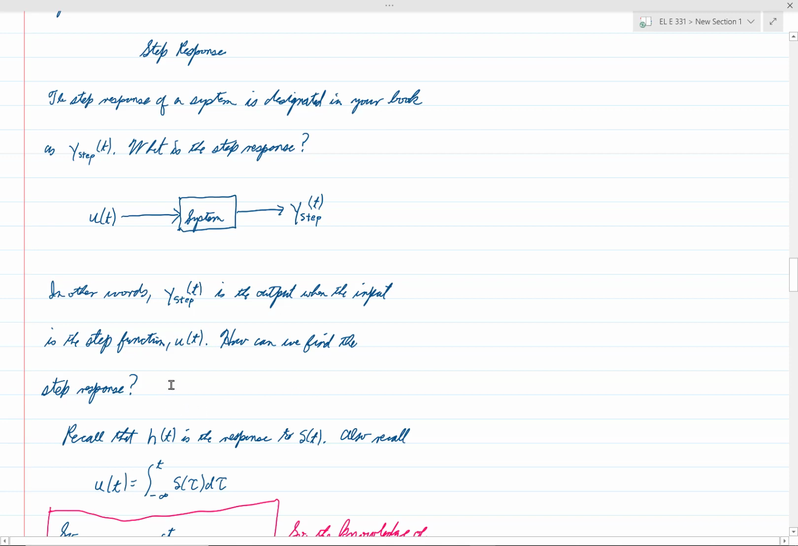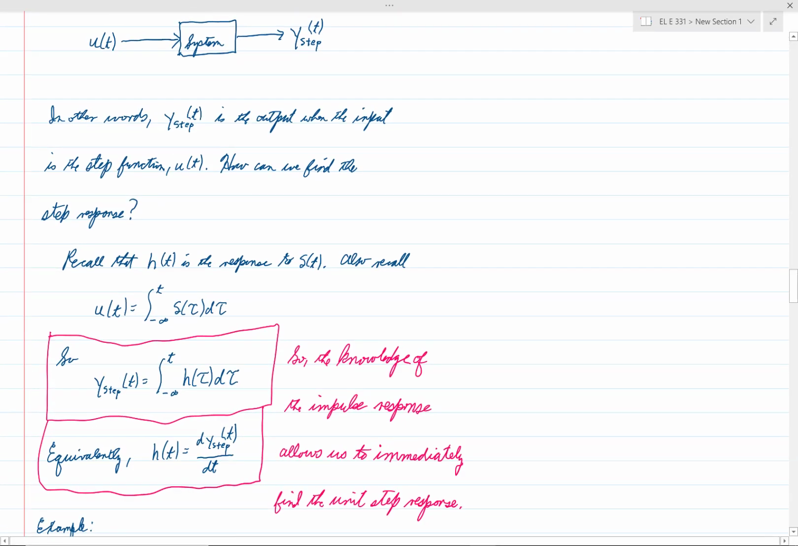Well, fortunately, we've just been talking about a whole procedure for finding the impulse response. We're not going to have to find a new procedure now, or at least not any complicated procedure for finding the step response. In fact, it's very, very easy. So this is the way it goes.